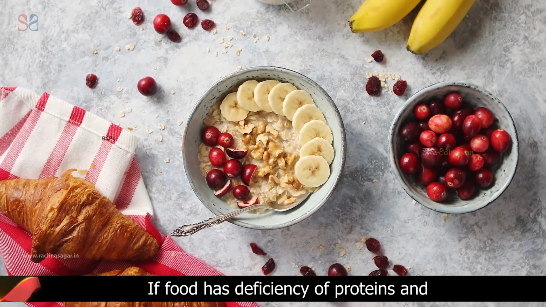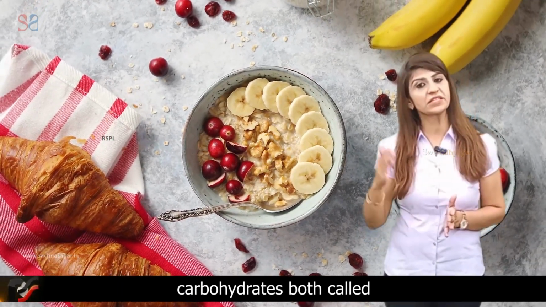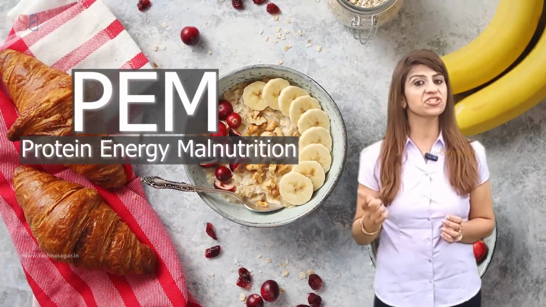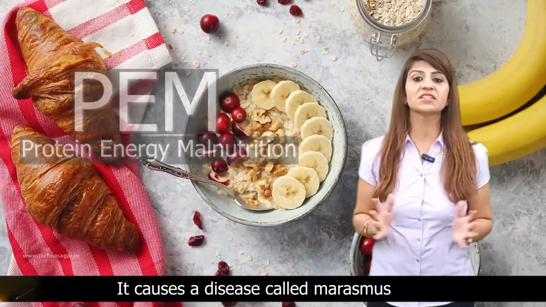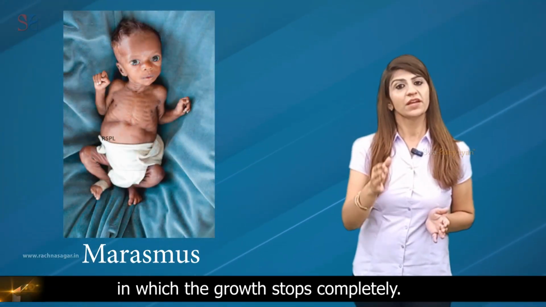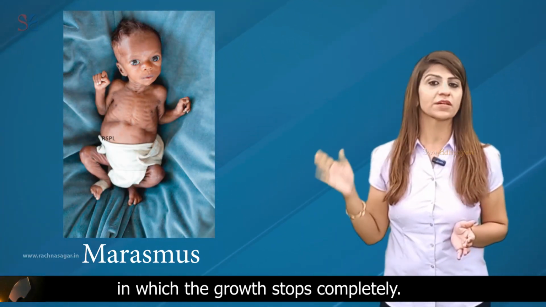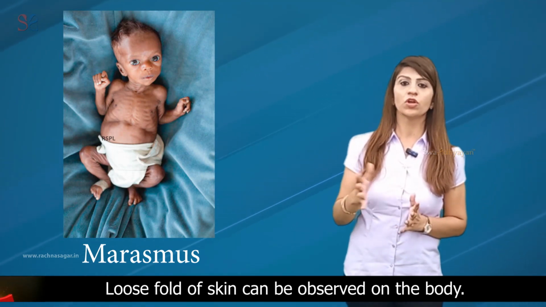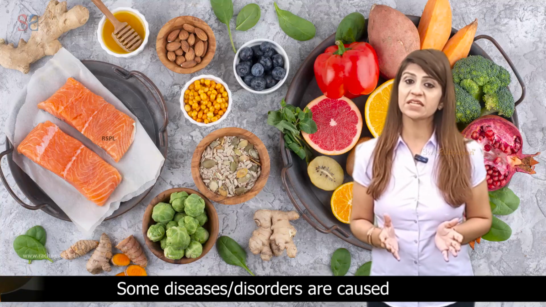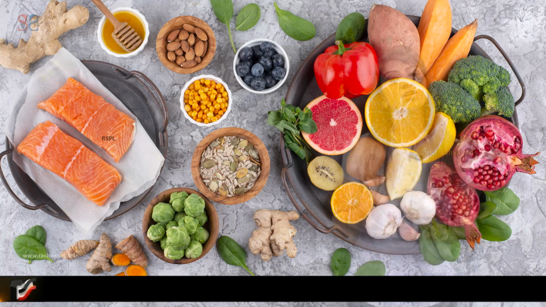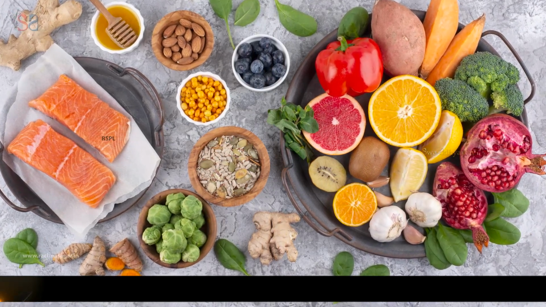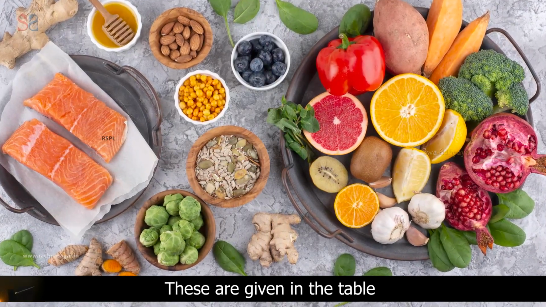If food has deficiency of proteins and carbohydrates, both called PEM, protein energy malnutrition, it causes a disease called marasmus, in which the growth stops completely. Loose fold of skin can be observed on the body. Some diseases or disorders are caused due to lack of vitamins and minerals in food. These are given in the table.